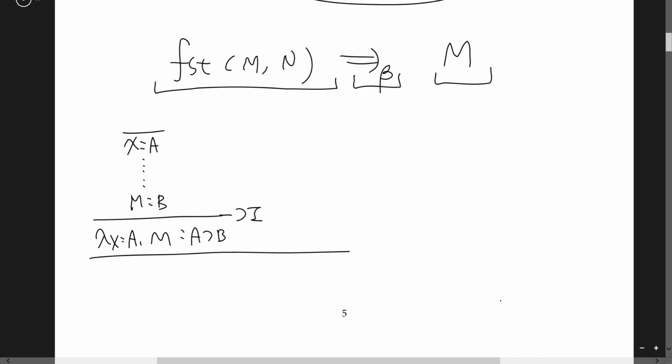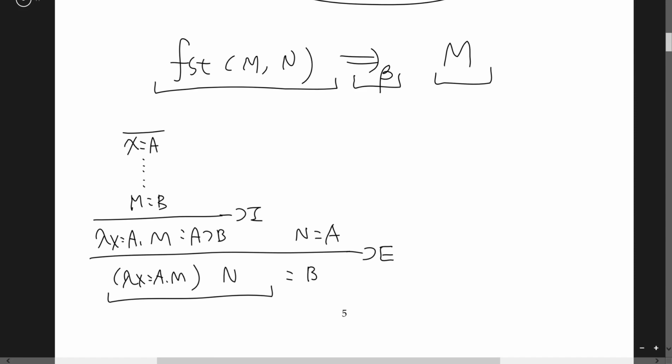And then we see another, the implication elimination rule. So let's just say N has a type A. And then you obtain a proof term here of type B, and it is lambda application, lambda x A dot M applied to N. So N comes from here. Now, this is a detour, implication introduction followed by implication elimination rule. So how can we reduce it?